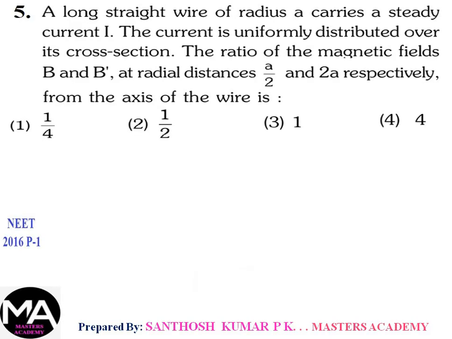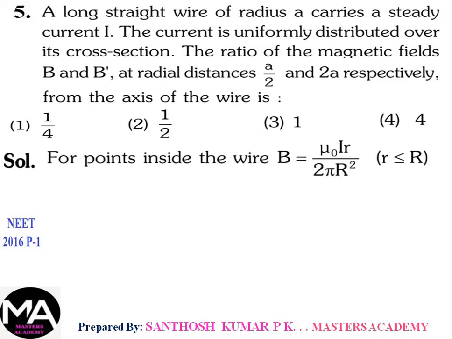Next problem. A long straight wire of radius A carries a steady current I. The current is uniformly distributed over its cross section. The ratio of the magnetic fields B and B dash at radial distances A by 2 and 2A respectively from the axis of the wire is. It is also from NEET 2016 phase 1.